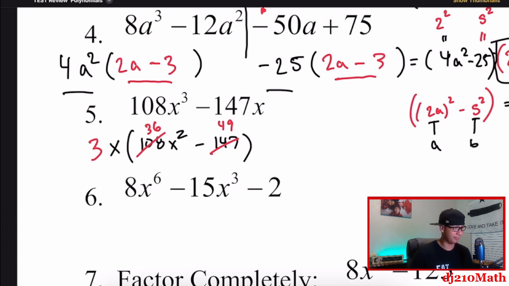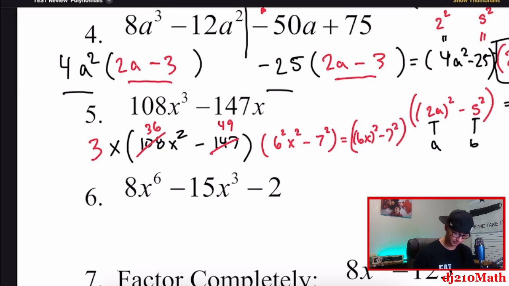Difference of squares, right? 36 is a perfect square. 49 is a perfect square. So this means 6 squared x squared minus 7 squared. And this could just be rewritten as 6x squared minus 7 squared.